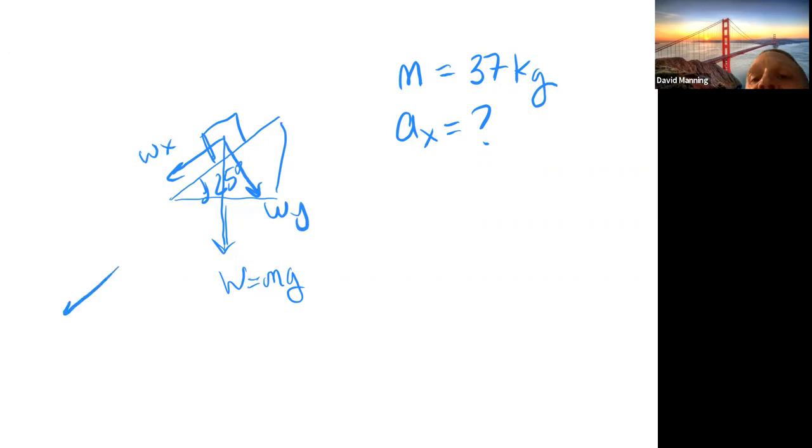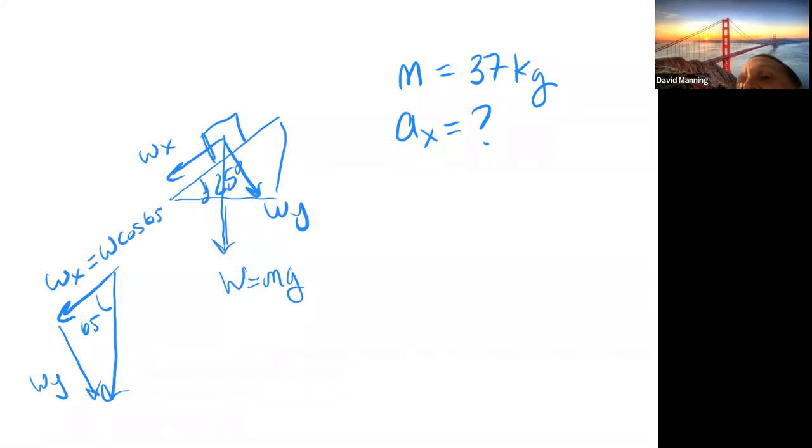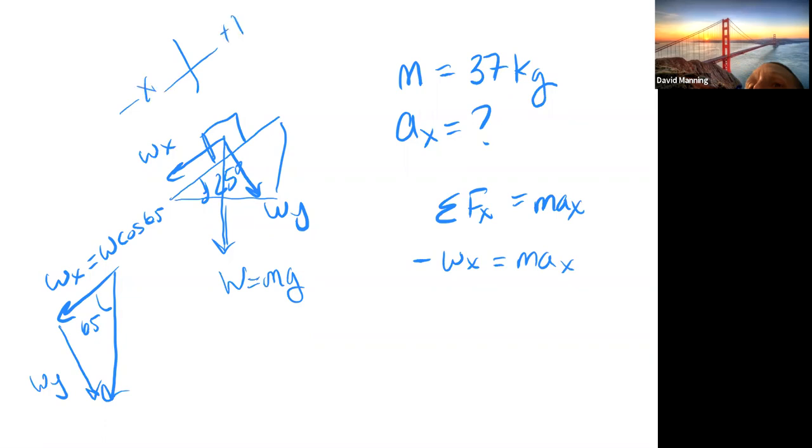Wx is the component that causes it to go down the inclined plane. And our angle here will be 65 degrees. So Wx equals W cosine 65. The sum of the forces in the x equals max. The only force in that direction is Wx, so negative Wx equals max. It's negative because on our Cartesian coordinate system, it's going in the negative x direction.